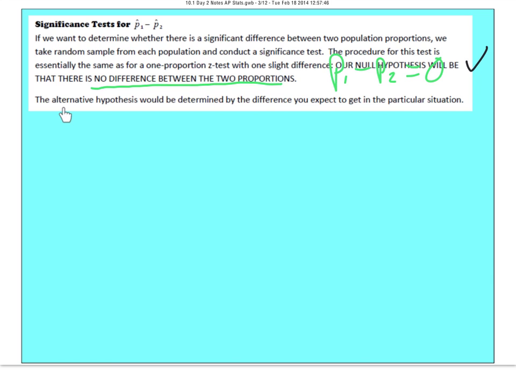Now, when we established our alternative hypothesis, we had to determine what direction we wanted. Was it less than, greater than, or no difference? And in our previous example, we said greater than. So that's how you would establish your hypothesis.